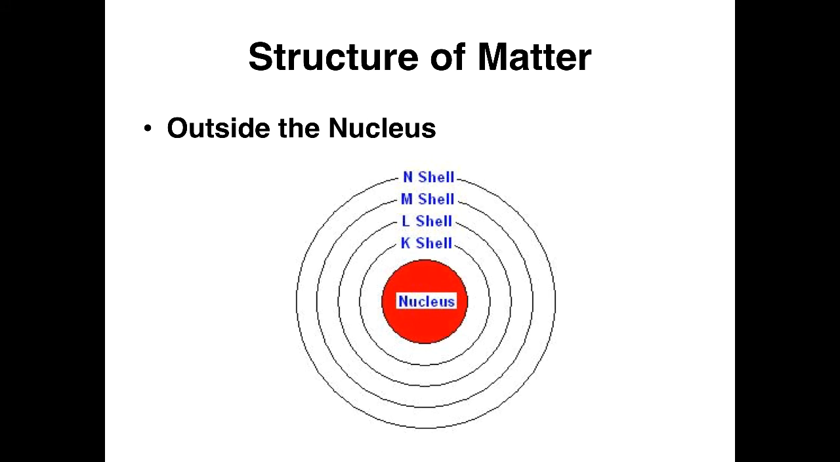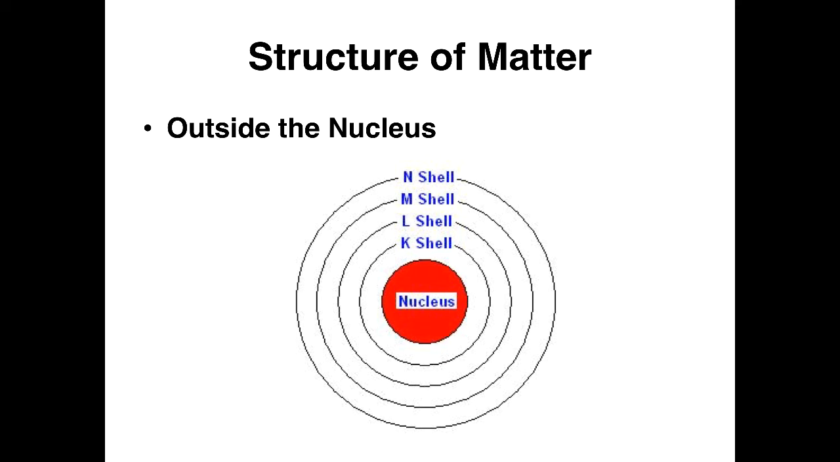This just shows how the various shells of electrons are arranged, and you can see as the letters go out on the alphabet, K, L, M, N, they get farther and farther from the nucleus. And as it works out, as they go out farther and farther from the nucleus, the electron actually has more inherent energy.